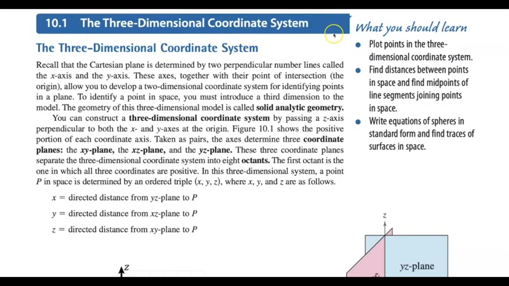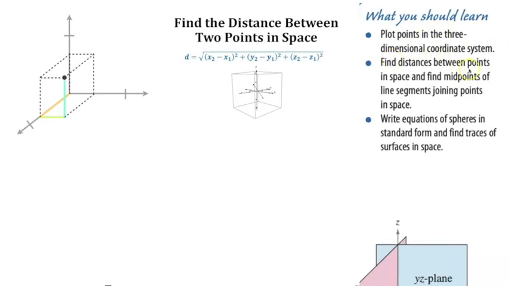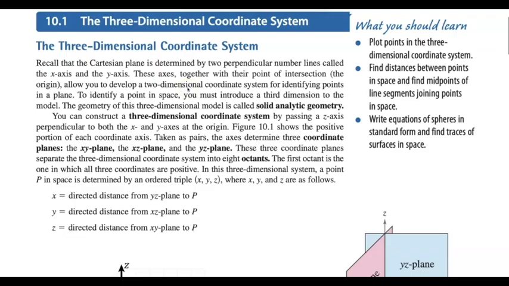10.1, the three-dimensional coordinate system. What you should learn: plot points in the three-dimensional coordinate system, find the distance between points in space and find the midpoints in space, and write equations of spheres in standard form. We're going to talk all about the 3D coordinate system.